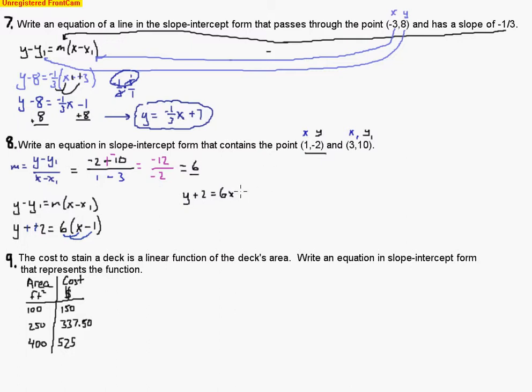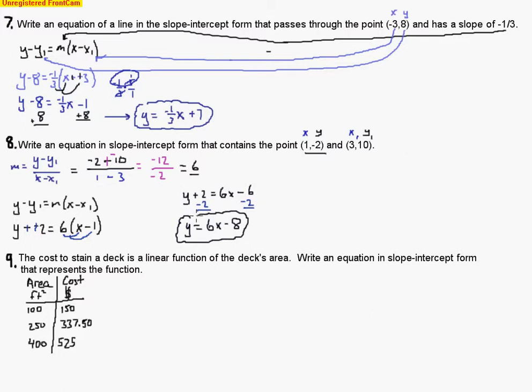And so once I have used the distributive property, I can go ahead and do some opposite operations to get y by itself. So I'll take 2 away from both sides, remembering that when I have the same sign, I'm going to end up having to add those two numbers together. So what I've got left is y equals 6x minus 8. And that would be our answer.